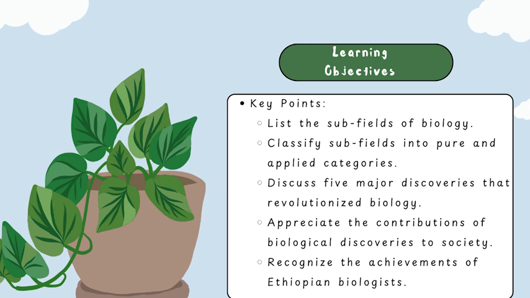By the end of this lesson, you will be able to list and describe the subfields of biology, classify them into pure and applied branches, discuss five major discoveries that revolutionized biology, appreciate how biology contributes to our daily lives, and then lastly, recognize some of the key contributions made by Ethiopian biologists. These objectives will guide our learning.